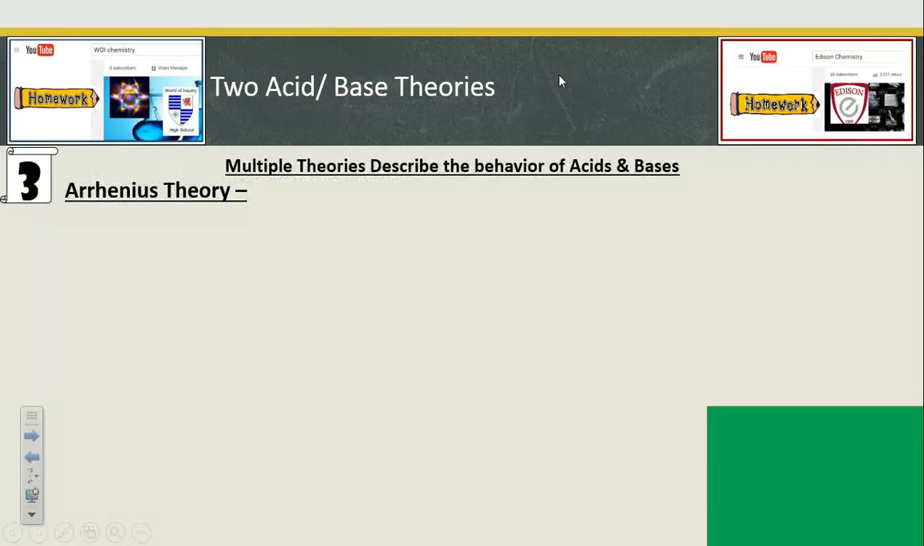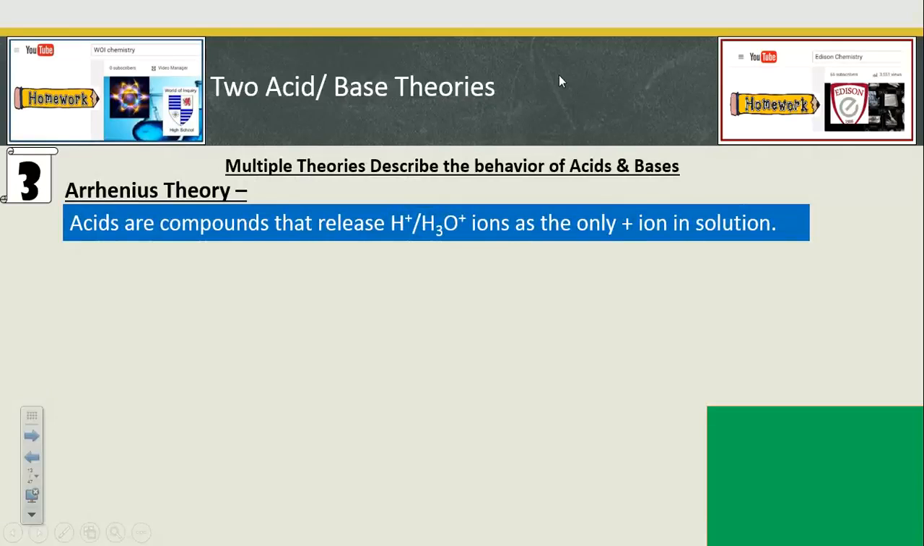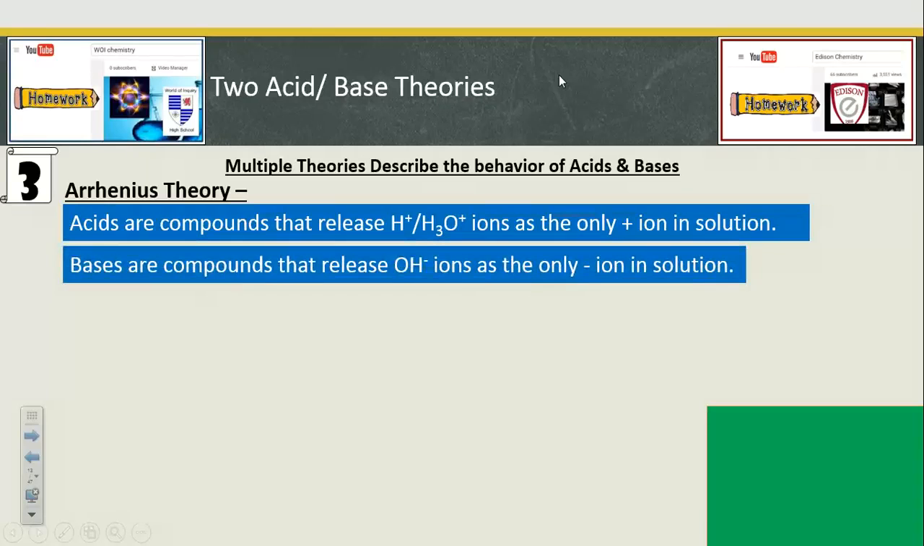Now the details of the theory. Svante Arrhenius, a Swedish chemist, devised this theory way back when because he wanted to describe why some things make water acidic and other things make water basic. He discovered that acidic compounds have something in common. They all release the hydrogen or hydronium ion as the only positive ion in solution. And he also discovered that bases are compounds that release hydroxide ions as the only negative ion in solution. So Arrhenius' theory was before its time, but for the time, very useful.